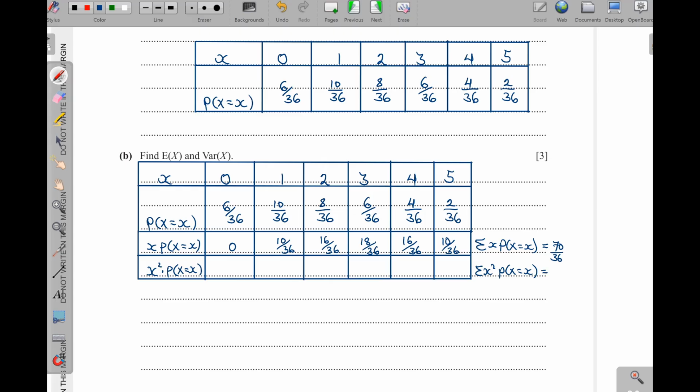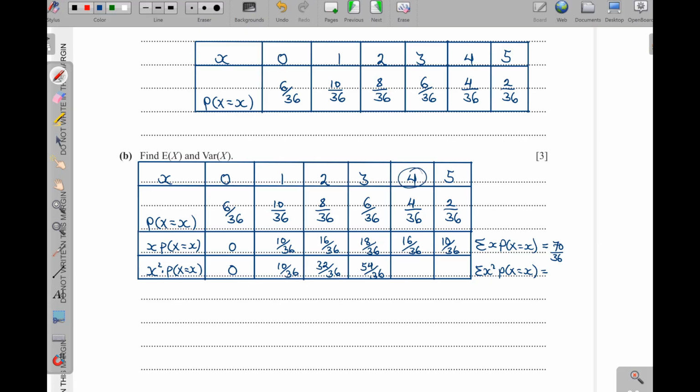Now, 0 squared times this one here, we shall get 0. 1 squared times this one here, we shall get 10 over 36. Then 2 squared is 4, times this one here, 4 times 8, that will be 32, out of 36. Then this one squared is 9 times 6. I think that's 54 over 36.